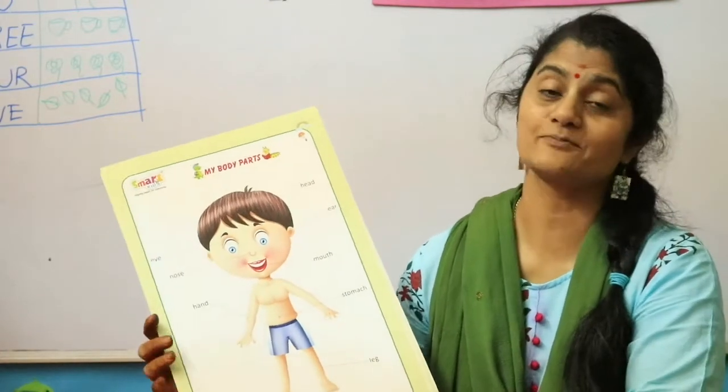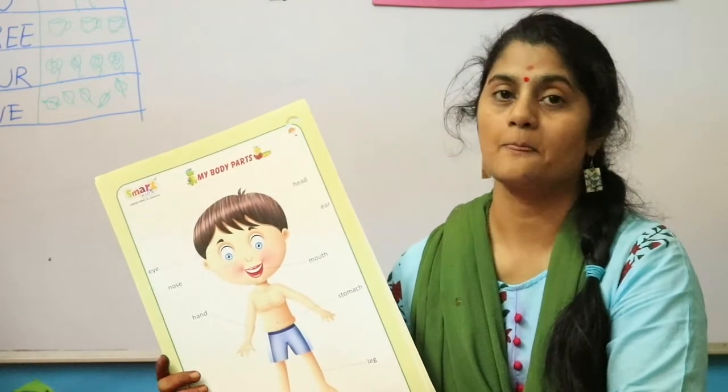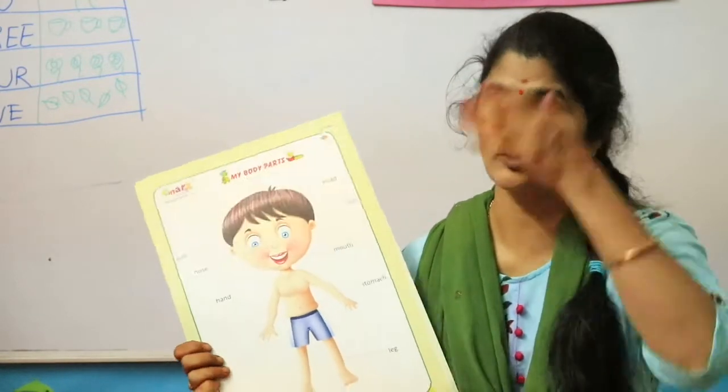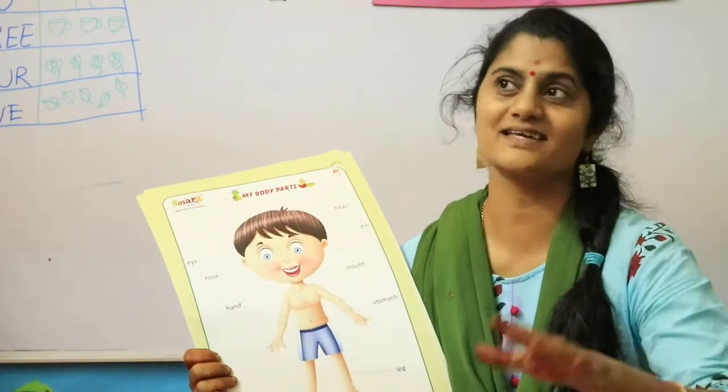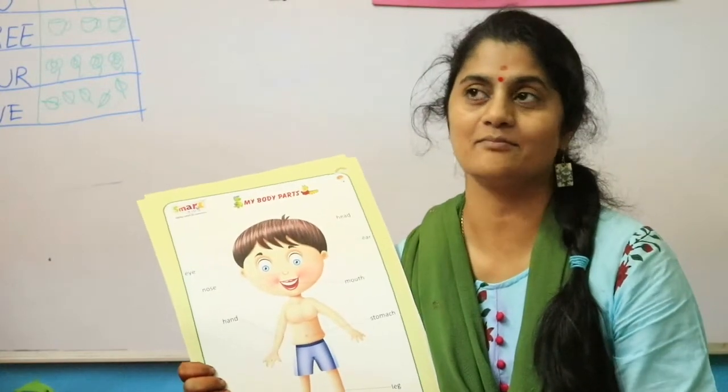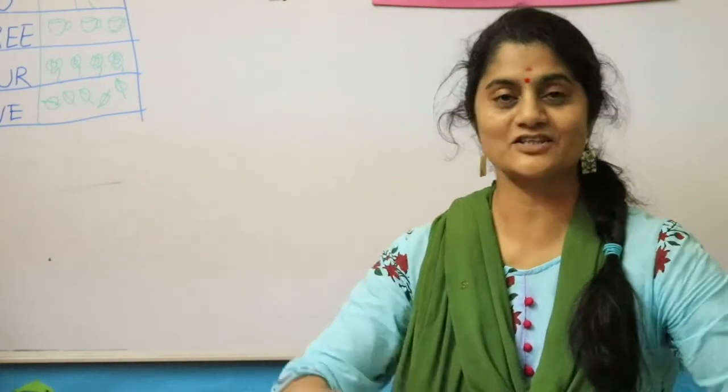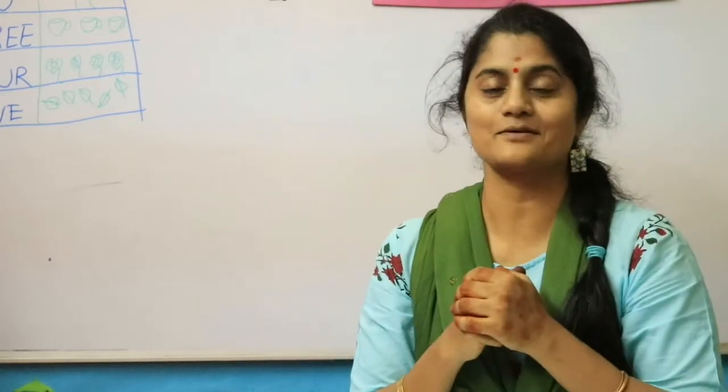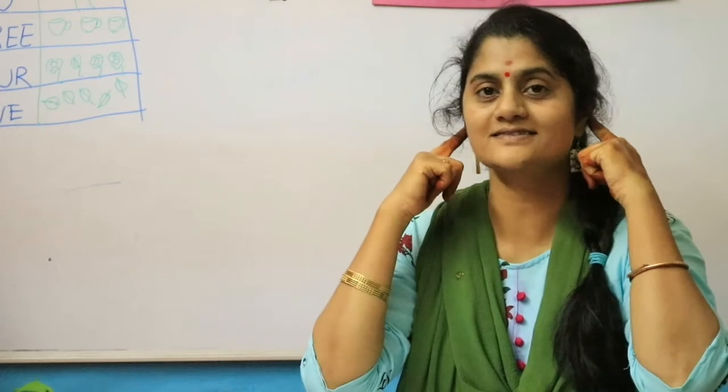Okay, now let's play a game. I'm going to say whichever body part I say, you have to touch that body part. Okay? This game is called Simon Says. Simon says, touch your head. Touch your head. Simon says, touch your nose. Simon says, touch your ears.